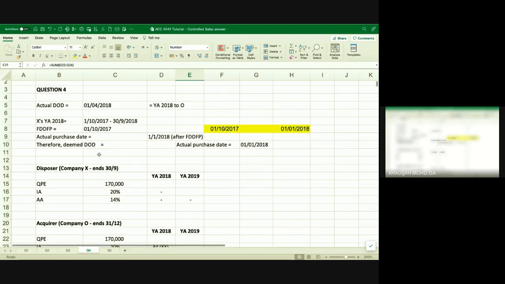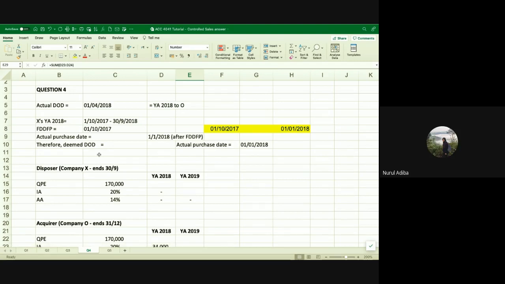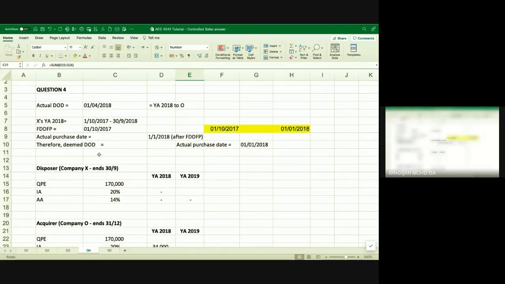Okay, your question is why he cannot claim? Initial allowance only. Oh, okay. In this case, because this one is a control transfer, you have to look at the FDDFP. And the FDDFP is before the actual date of acquisition. FDDFP is 1st October 2017. The actual purchase or actual acquisition is 1st of January 2018, which is after that. So in that case, your FDDFP is earlier than your actual date of purchase. Because of that, the disposer cannot claim even though he actually used the asset for a few months. But even under normal circumstances, if you only use it for a few months, you cannot apportion. You can only apportion disposal under agricultural allowance. But under plant and machinery, there's no such thing as apportionment of cost, or the capital allowance is not apportioned.